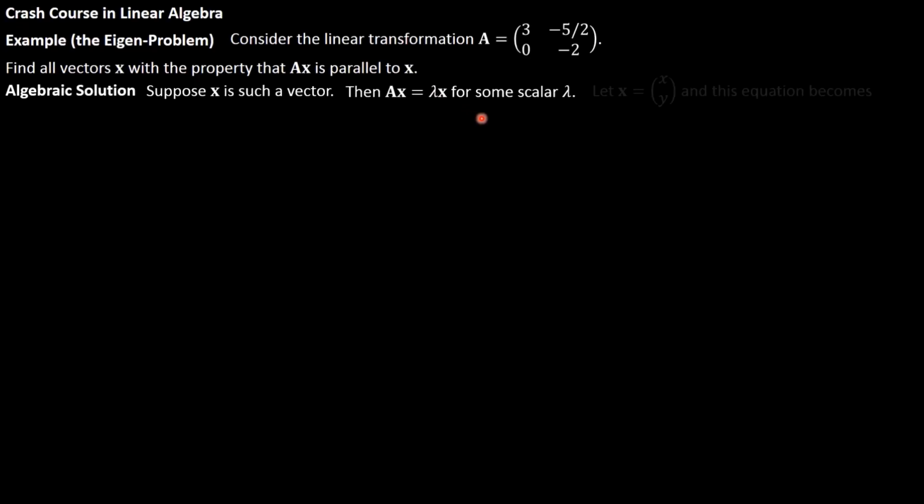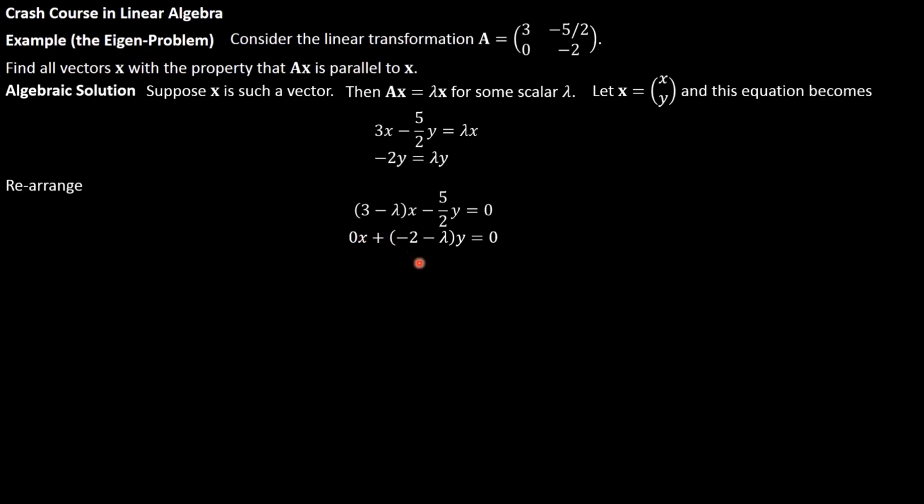Now, if you let the coordinates of this vector be x and y, then the equation Ax equals lambda x becomes this system of equations if you look at the components. Now, if you subtract everything on the right-hand side to the left-hand side, and you combine like terms, you end up with (3 minus lambda) times x minus 5/2 y equals 0. And over here we have 0x plus (-2 minus lambda) y equals 0. So I've just written this as a system of equations in x and y. And you can then write it in matrix form, like so.